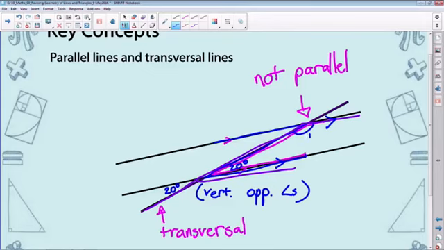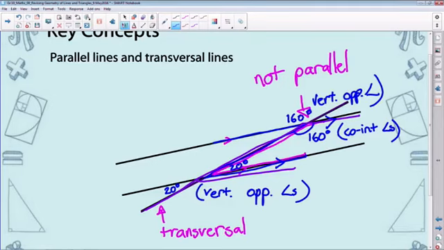And what does supplementary mean? It adds up to 180. And those are called co-interior angles. Okay. And then this angle is equal to 160 because it is a vertically opposite angle.